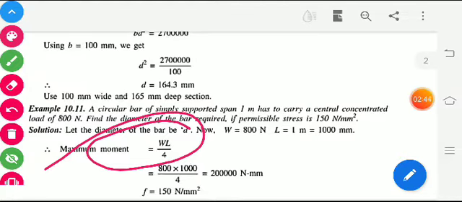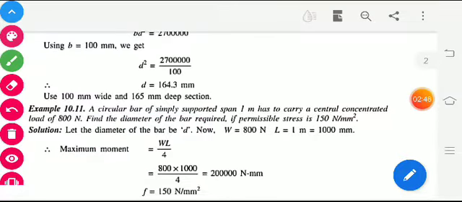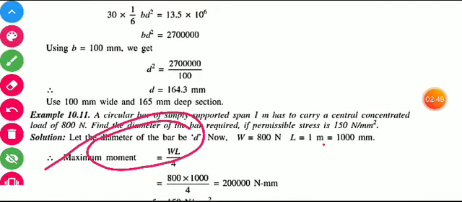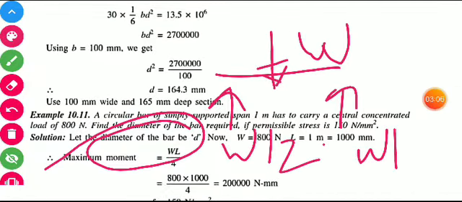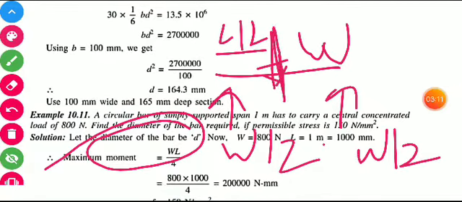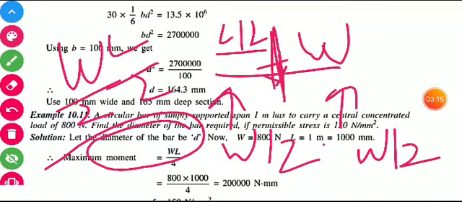I think all of you know how this WL by 4 value comes. I also discussed in the previous video how we get WL by 4. This is the simply supported beam, this is W. What is the reaction value? W by 2, and this is L by 2. So taking the moment at the center, the value is W by 2 multiplied by L by 2, which is equal to WL by 4.